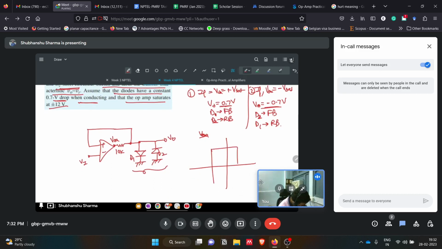So the circuit will look like this. This is 0.7 volts, V output is this, V input is this. This is minus 0.7 volts. This is 0.7 volts. This is minus 0.7 volts.